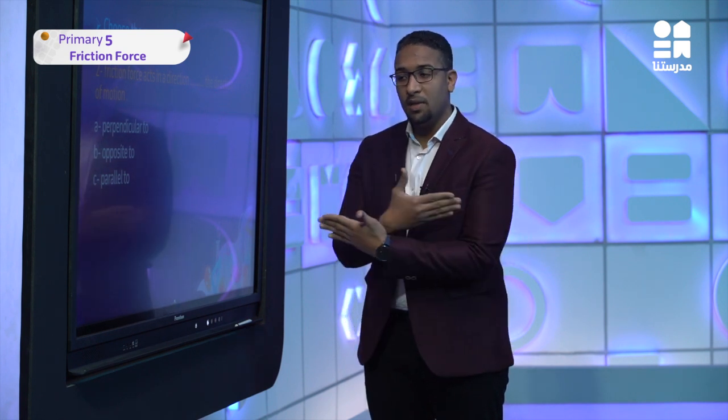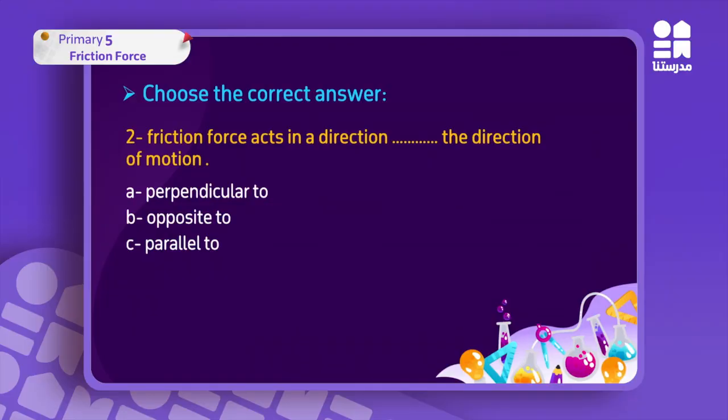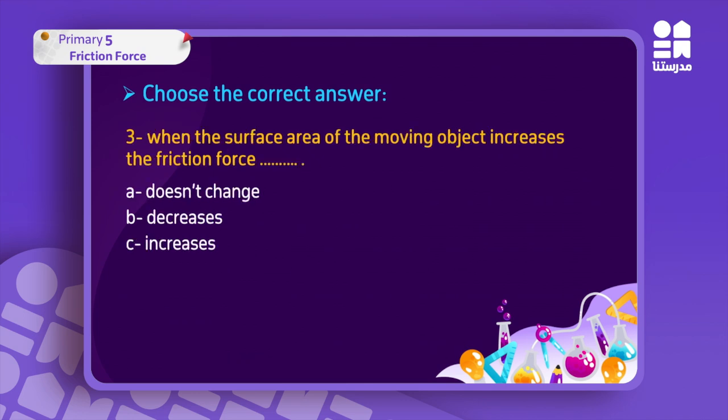Opposite, we know what is meant by opposite. Or parallel. Parallel means they don't intersect. So friction acts in which: perpendicular, opposite, or parallel? Yeah, B, opposite direction. Friction always acts in the opposite direction.